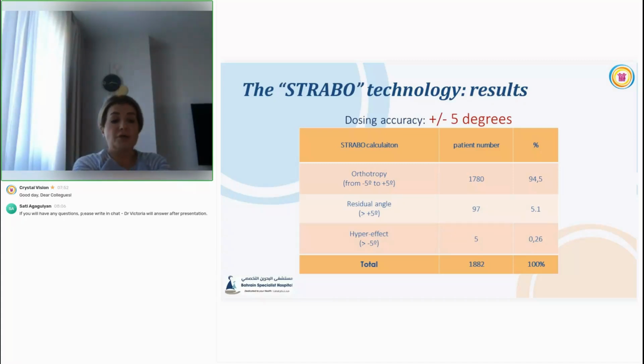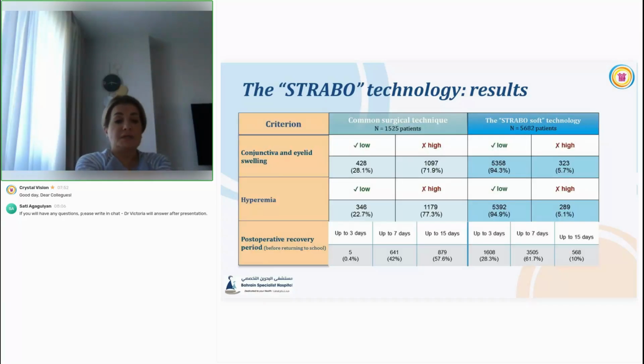So, the use of precise preoperative diagnosis, our unique minimal invasive strabismus surgery technique, combined with the Straba mathematical modeling method, has enabled us to achieve a surgical dosage calculation accuracy of plus minus 5 degrees. We have been successfully using the Straba technology for almost 20 years. During this time, we have operated thousands of patients.